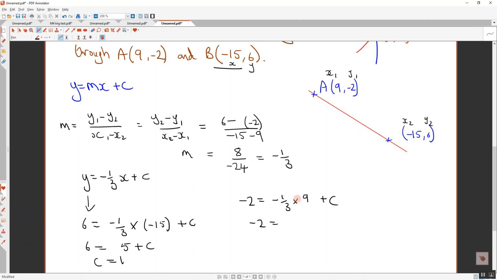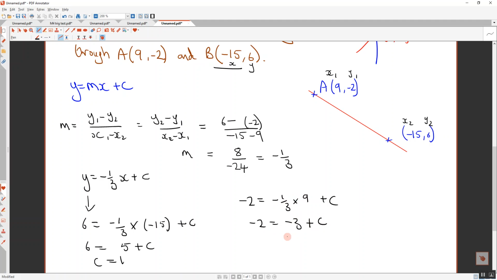Come on, hands up. No, I multiplied by -1/3. Bella, yes, good, -3, because it's just the same as 9 divided by 3, and it's negative.